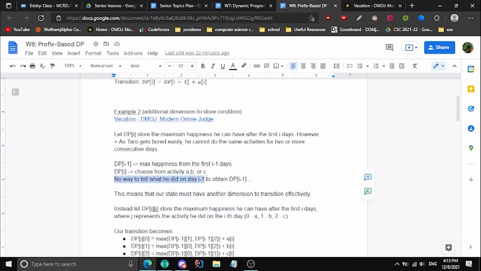So you can see that there's no way to tell what he did on day I minus 1 if we just have the dimension as DP at I. And so this is where we want to add an additional dimension to store the condition.